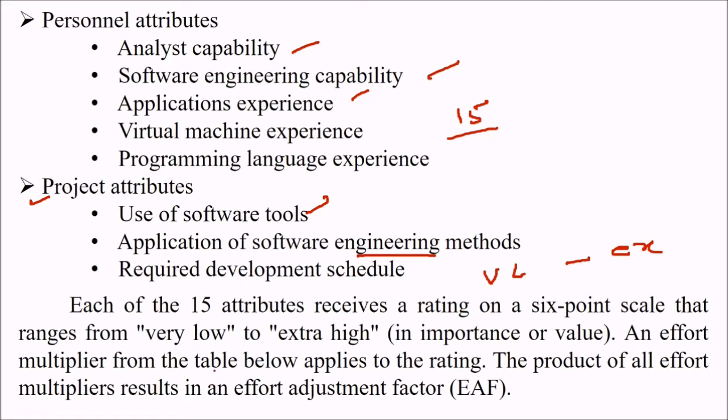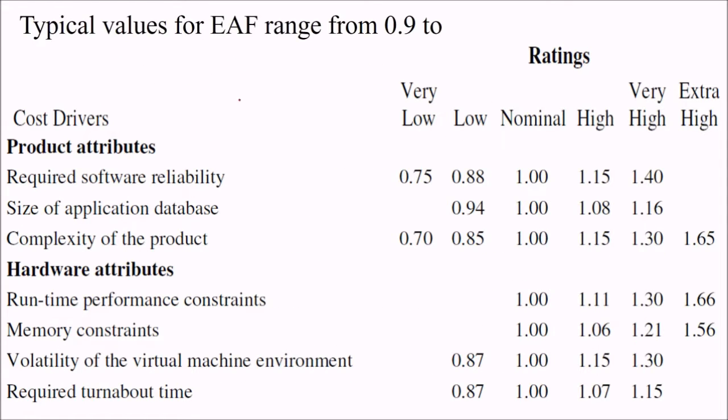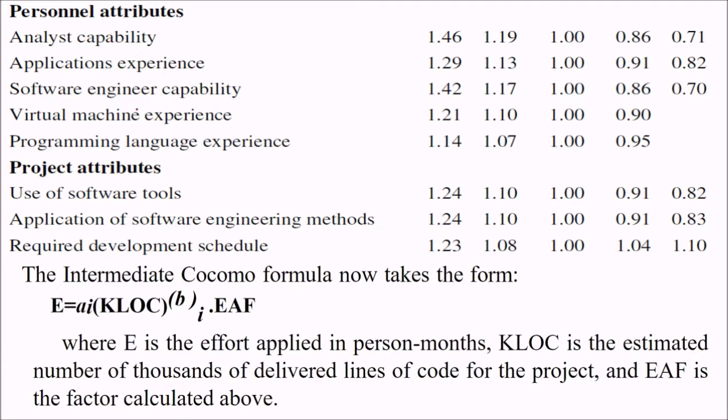So there is an effort multiplier from the table which we saw, and the product of all effort multipliers results in the EAF, the effort adjustment factor. This is what we have seen just now in the previous question also. On the basis of this, the intermediate COCOMO formula would be something like this: E = Ai (KLOC) to the power Bi, times EAF. E is the effort applied in person month, KLOC is kilo lines of code, the estimated number of thousands of delivered lines of code for the project, and EAF is of course the factor which is calculated above.